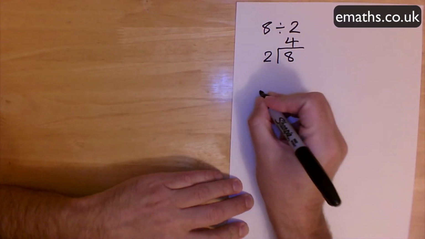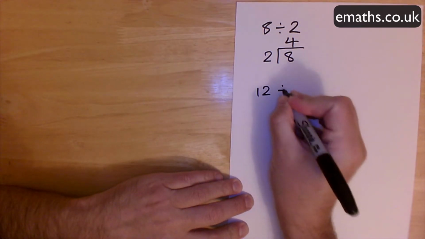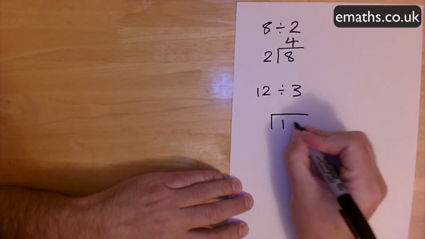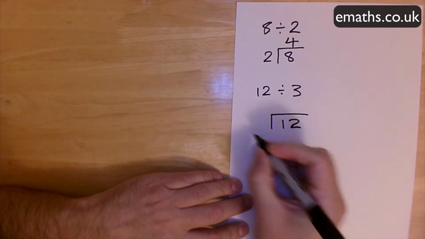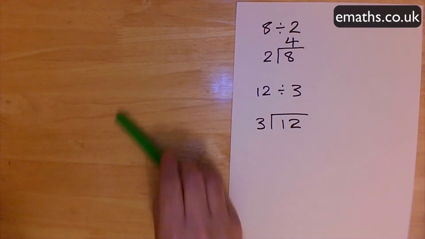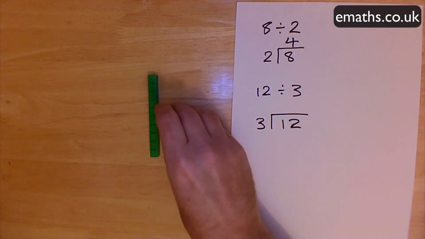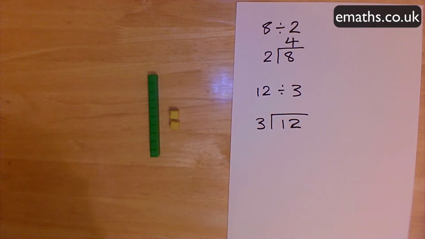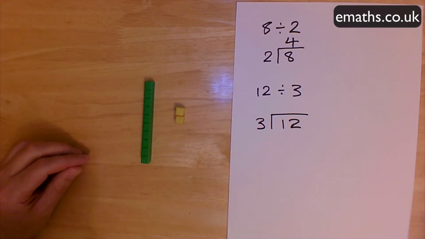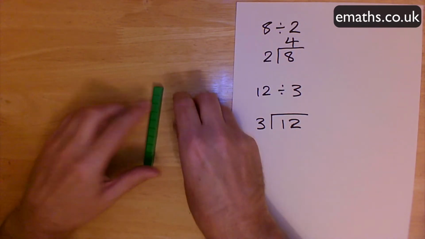Suppose we wanted to do 12 divided by 3. So rewrite this with more helpful symbolism. We know that the area is going to be 12 and we know that one of the lengths is equal to 3. So with our Dienes blocks I create a system of 12, and here's a system of 12. Now with this system I can't make a rectangle where one of the lengths is going to be equal to 3. It's impossible to do.